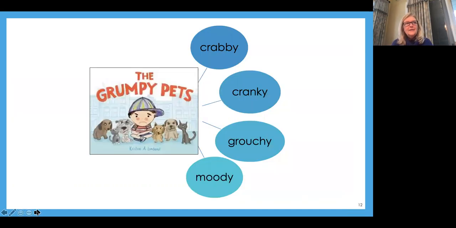So what a great way to introduce those words and have children think about that. The other thing is, there are books sometimes that have not only a wide range of words, but also different words that mean kind of the same thing. Like in the Grumpy Pets, they talk about being crabby, being cranky, being grouchy, being moody. So just expanding those and really talking about what's the difference in those? What does that feel like, right?